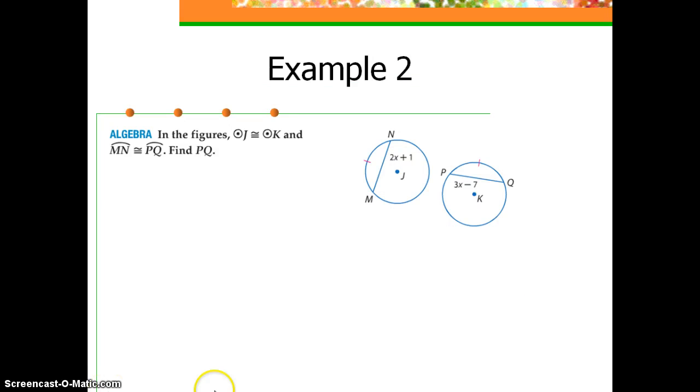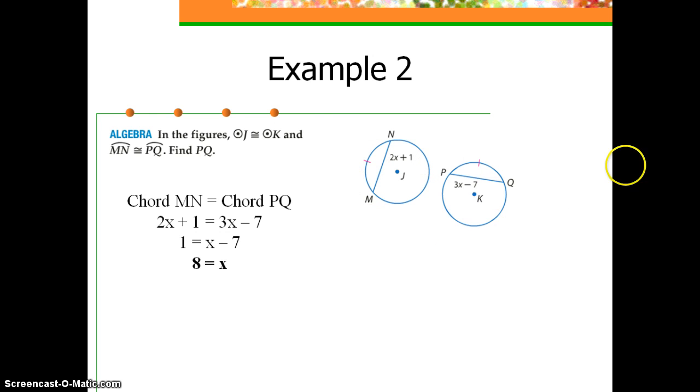Example 2. In the figures, circle J is congruent to circle K, and arc MN is congruent to arc PQ. Find PQ. We know if the arcs are congruent, that these chords are going to be congruent. So chord MN is congruent to chord PQ, or they're equal. That means we can set their measures equal: 2x plus 1 is equal to 3x minus 7, and we will get that x is equal to 8. Now it asks us to find what PQ is. So we plug in 8, and we will get 24 minus 7, which is 21.